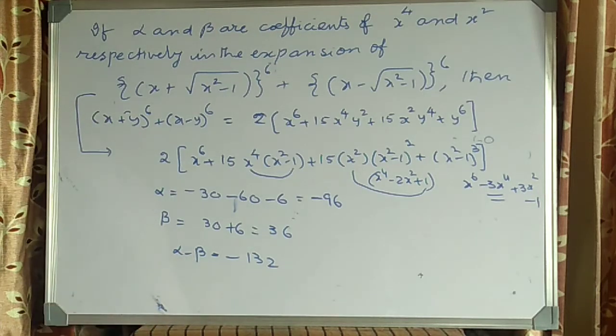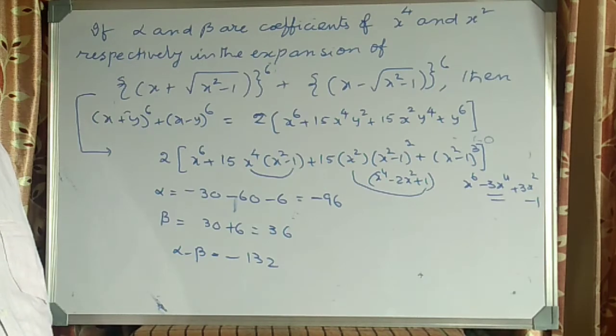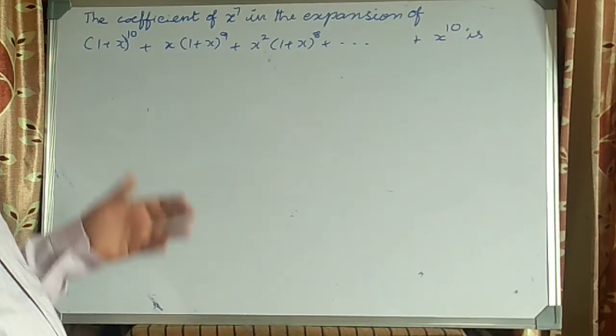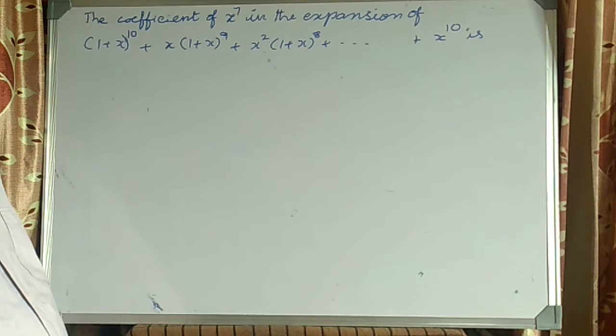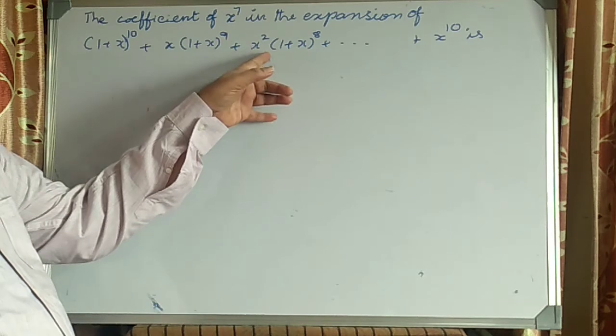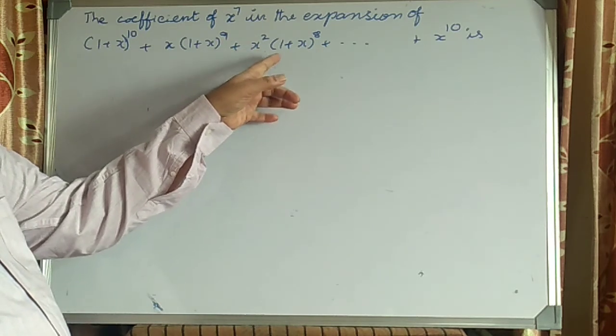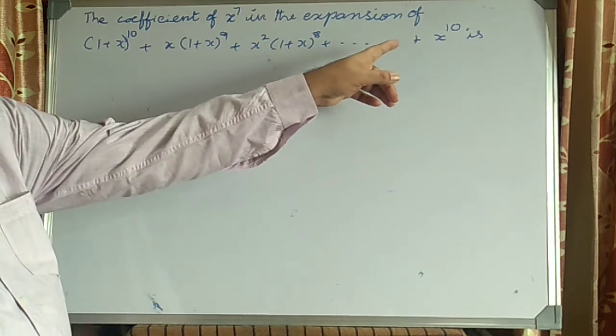Okay, is the question clear? This question was given in the mains examination. Another question given in the same month is: the coefficient of x to the power 7 in the expansion of (1 plus x) to the power 10 plus x into (1 plus x) to the power 9 plus x square into (1 plus x) to the power 8 plus, continued up to x to the power 10.